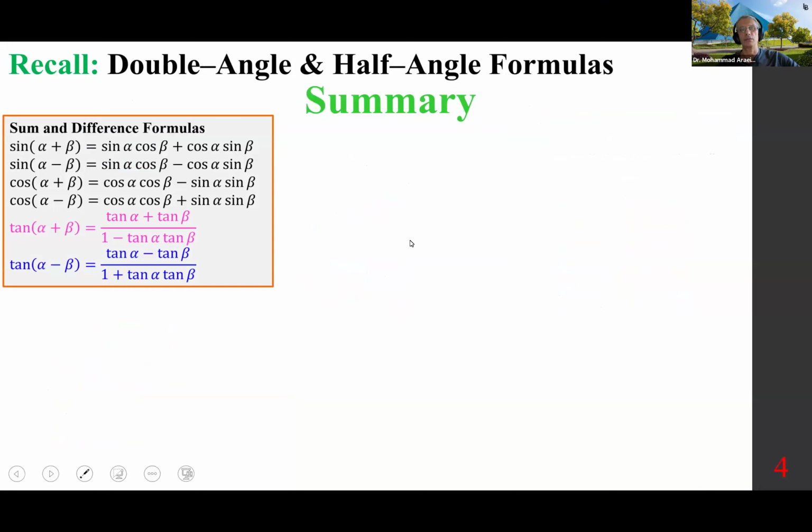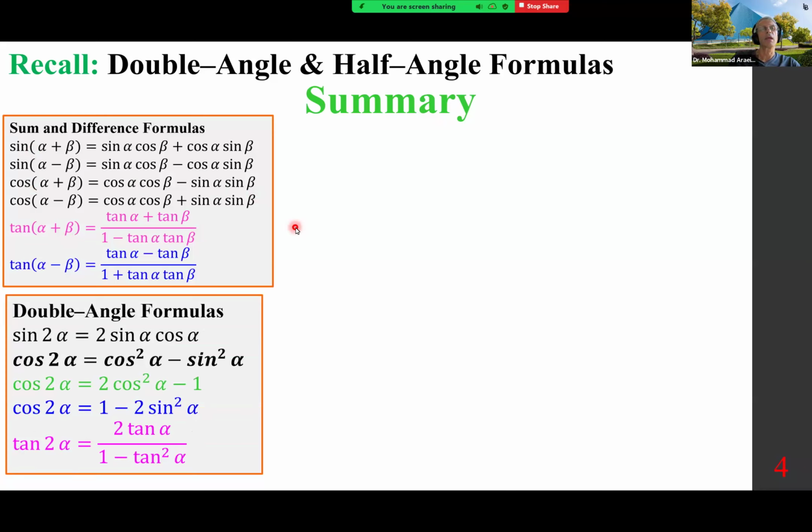Double angle, half angle, and so on. Remember the sum and difference formulas. For example, sine of alpha plus beta is sine alpha cosine beta plus cosine alpha sine beta. Cosine of alpha plus beta is cosine alpha cosine beta minus sine alpha sine beta. And tan of alpha plus beta is tan alpha plus tan beta over 1 minus tan alpha tan beta.